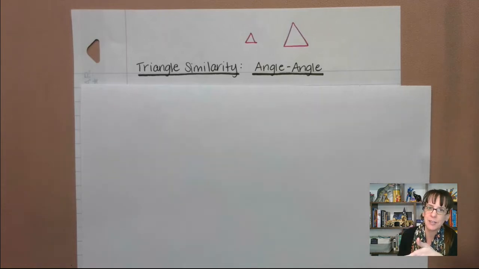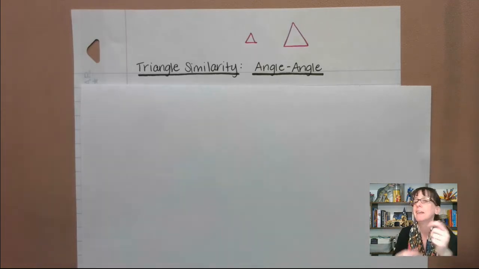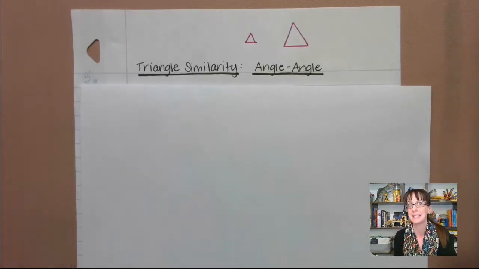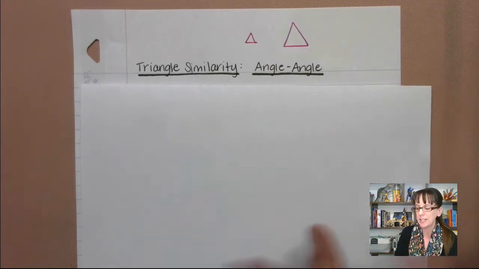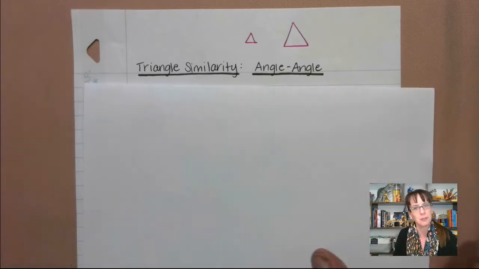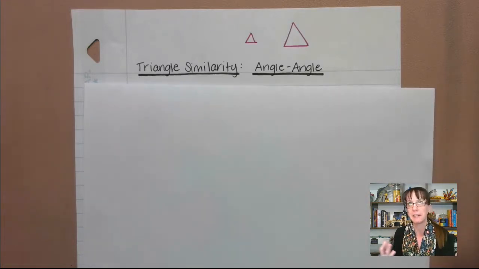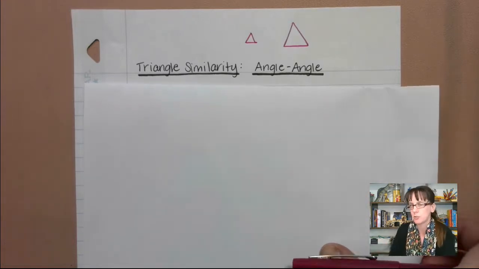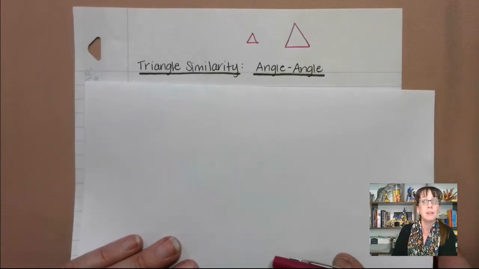If you have at least two angles that are the same, the third one has to be the same because it has to add up to 180. So it's angle-angle, because if two angles match, then the third one has to match. It could be angle-angle-angle, but that's a lot to say. And we're mathematicians, we're lazy. We don't want to say anything more than we have to.